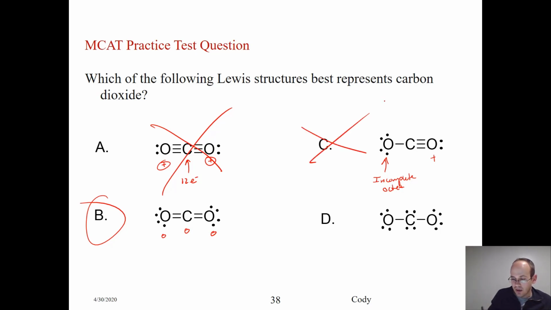All right. On that vein, here's an oxygen with 6 electrons around it. Here's an oxygen with 6 electrons around it. Both of these have incomplete octets. Don't do that. Incomplete octets. So this is also a no-go. So the answer here is B, right? B is the correct answer, the correctly drawn Lewis structure of carbon dioxide.